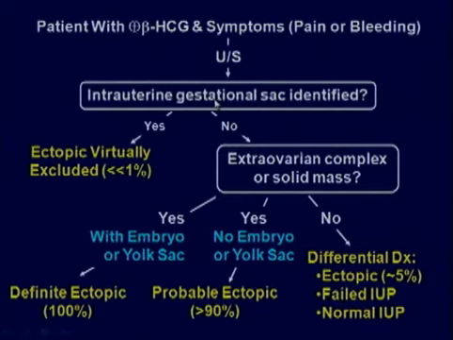And finally, if we see nothing in the uterus and nothing in the adnexa, then we don't know where we stand. The differential is ectopic pregnancy, as we saw from the prior table. There's about a 5% chance of ectopic. Or it can be an intrauterine pregnancy that's either a failed pregnancy, and that's why we're not seeing it, or a normal intrauterine pregnancy that's just too early to see.